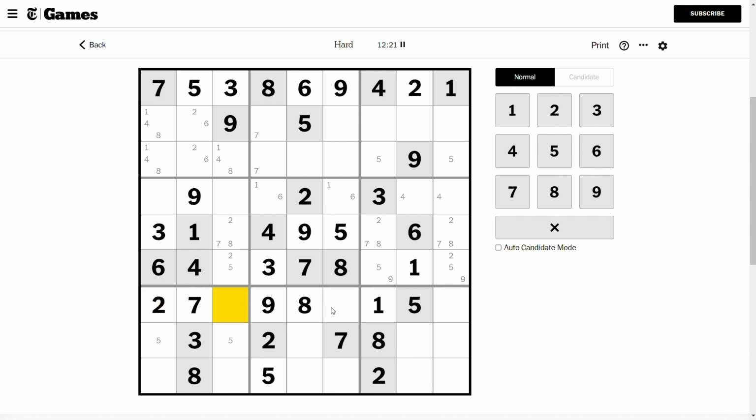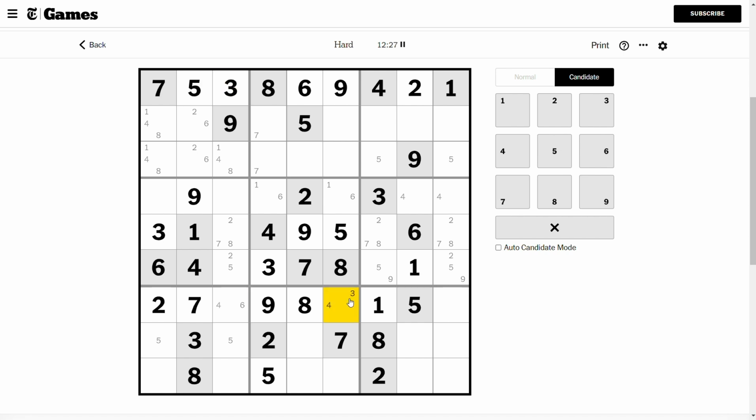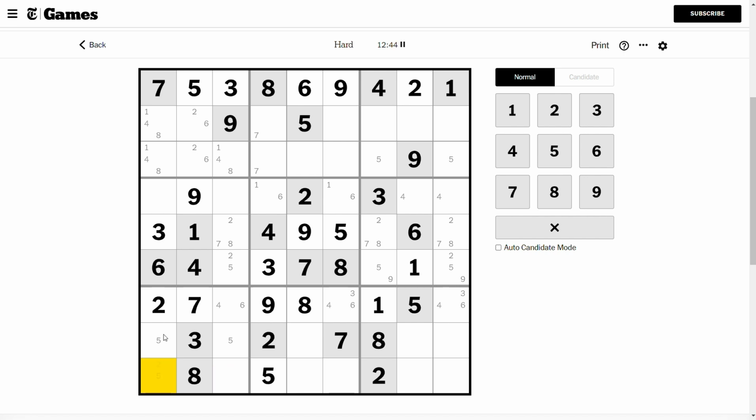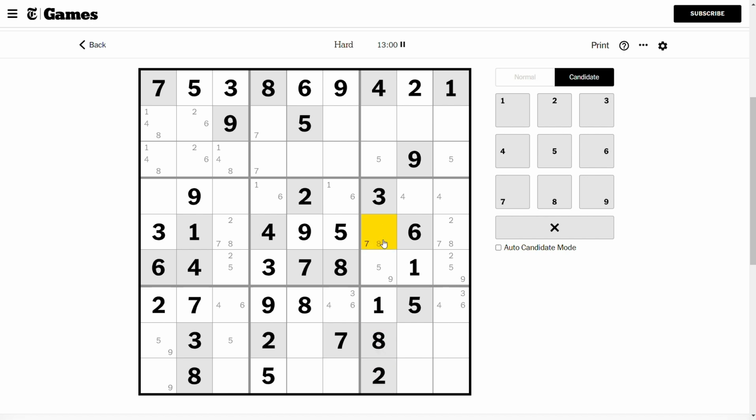Alright, now in row 7, 3, 4, and 6 are the missing digits. This cell sees 3. This 9 points down, so in block 7, the digit 9 is forced into column 1. Sorry, this cell cannot contain... Oh, how did I miss this? This cell sees 2 and 8. Okay, so this must be a 7.